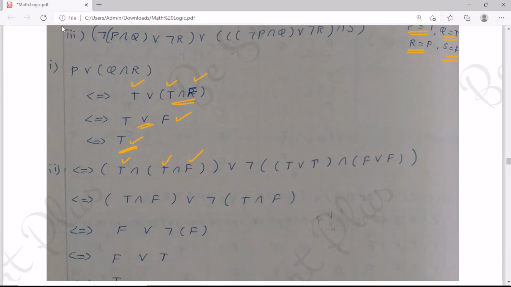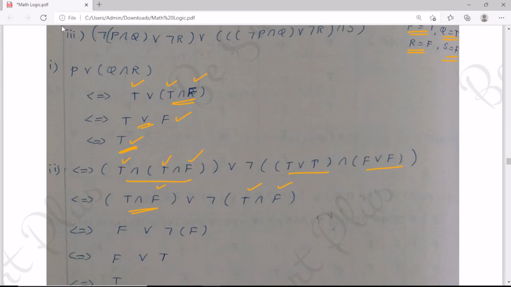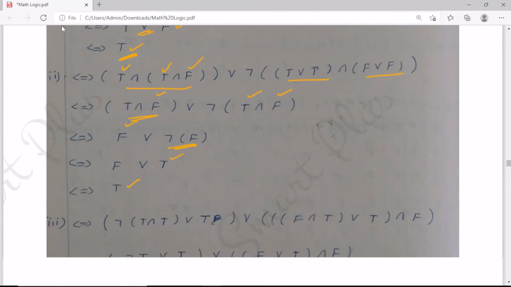Now, let me first work out the values within the parenthesis. First give importance to the inner parenthesis, and we move on to the outer parenthesis. So first we have true and false, which is false. Or negation of true or true is true itself, and false or false is false. So true and false is false, isn't it? Or negation of true and false, which is false. Negation of false is nothing but true itself. False or true is true. That's all. So next one.